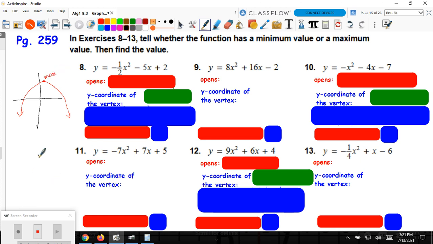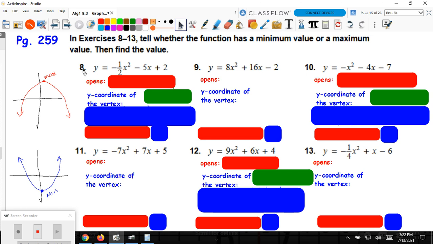But if it's opening this way, where the arrows are pointing up, that means our vertex is down here at the bottom, and we would have a minimum point. Put min for that one. Keep that in mind. The direction will tell us if it's a maximum or minimum, and then the y-coordinate of the vertex will tell us the value of that maximum or minimum. Because again, the y-axis is how high it's going to get.